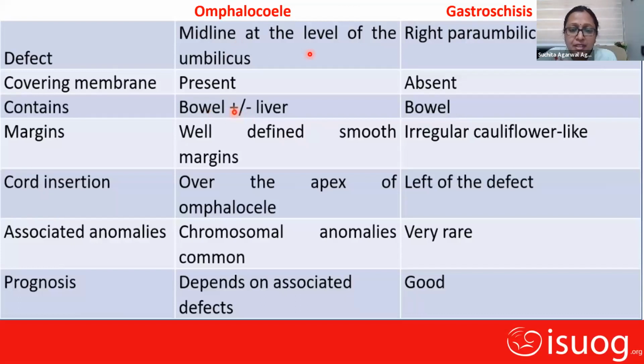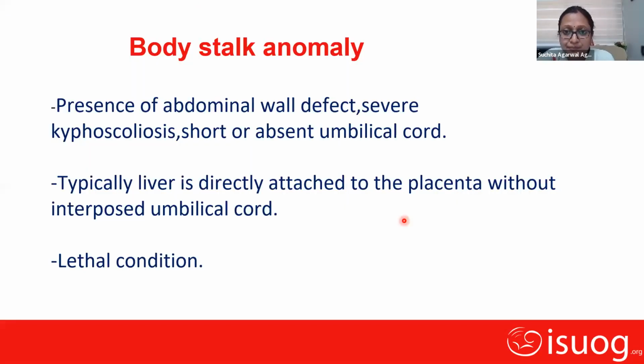So again, I'll just recapitulate the difference. In case of omphalocele, the defect is in the midline at the level of the umbilicus, whereas in gastroschisis, it is in the right paraumbilical region. The covering membrane is present in case of omphalocele. It's absent here. Omphalocele contains bowel and liver; gastroschisis contains only bowel. The margins are well-defined and smooth in omphalocele; in gastroschisis it is irregular, cauliflower-like. The cord insertion is over the apex of the omphalocele, as we saw in the baby's image, and it is to the side of the defect in gastroschisis. Chromosomal anomalies are very common in omphalocele and very rare in gastroschisis. The prognosis depends upon the associated defects, and it is good in case of gastroschisis.